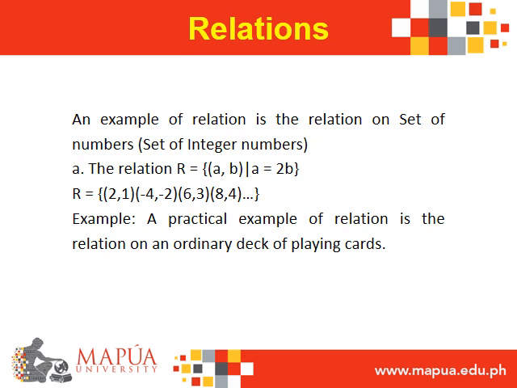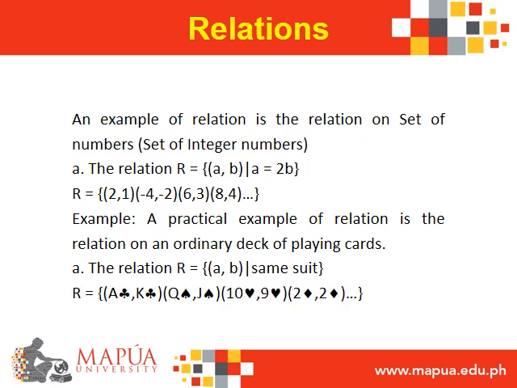Another practical example of a relation is on an ordinary deck of playing cards. If the relation contains pairs of cards that have the same suit, then the following pairs of cards may be grouped together to form the relation: Ace of Clubs and King of Clubs, Queen of Spades and Jack of Spades, 9 of Hearts and 10 of Hearts, 2 of Diamonds and 2 of Diamonds.